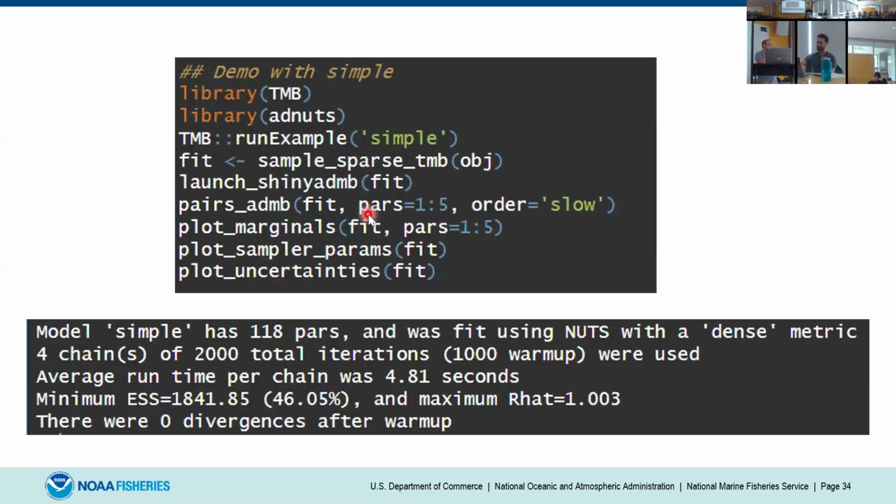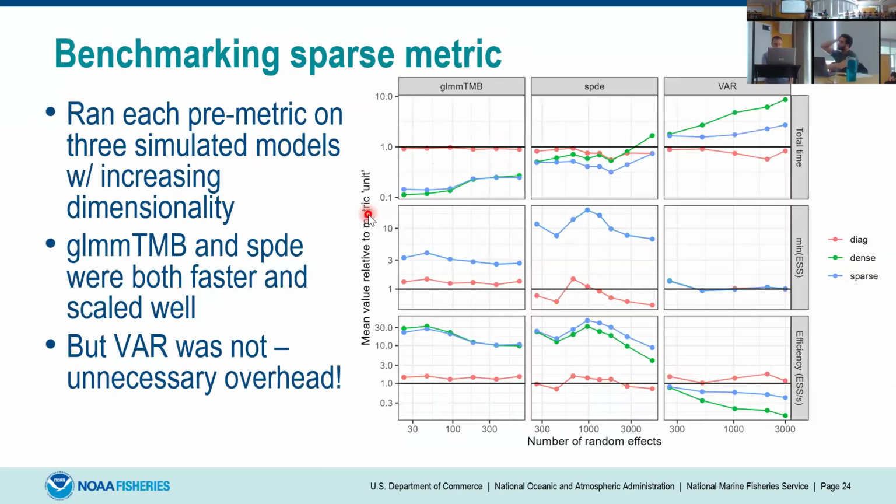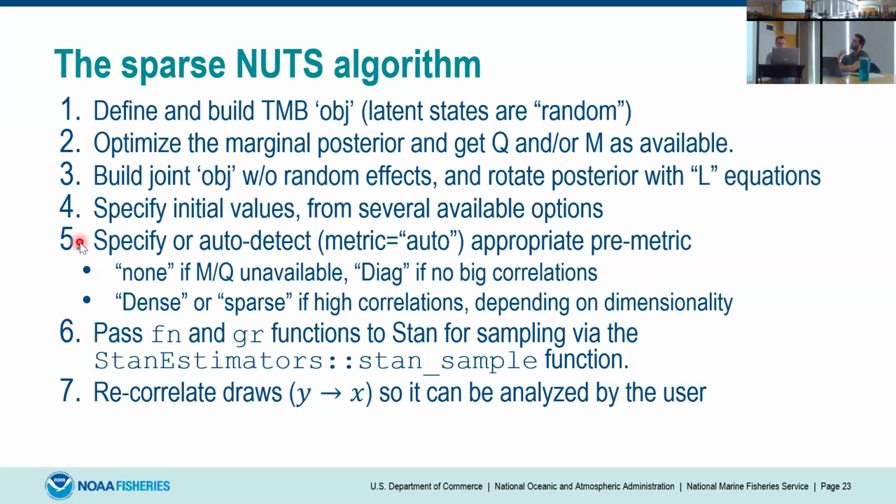So, you said that it chose a dense metric instead of sparse. Yeah. So it's doing it automatically. You're not telling it to. Yeah, exactly. That's one of the slides I skipped. So the 5th step here is to auto detect the metric, and this is the default, which I recommend people use for most things. So basically, if you don't have Q, you just go back to what NUTS does normally. You kind of go back to the standard.